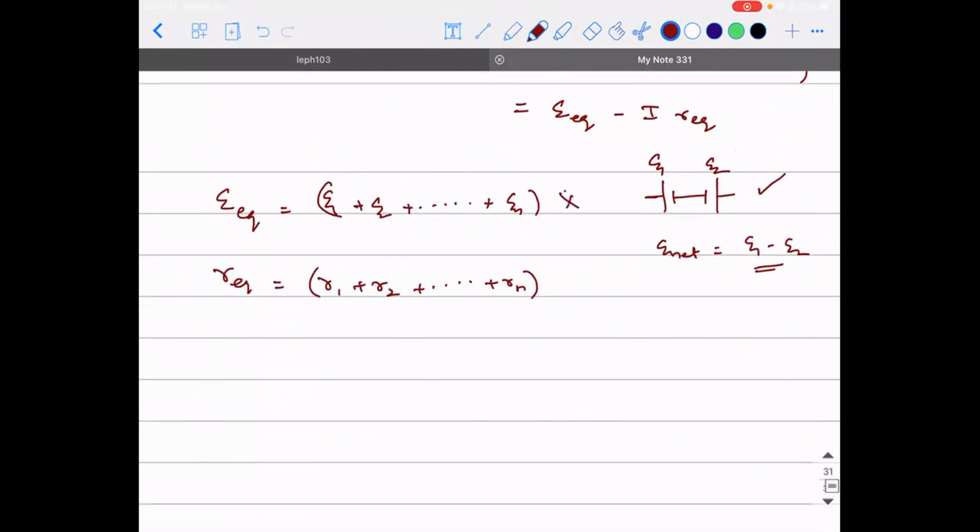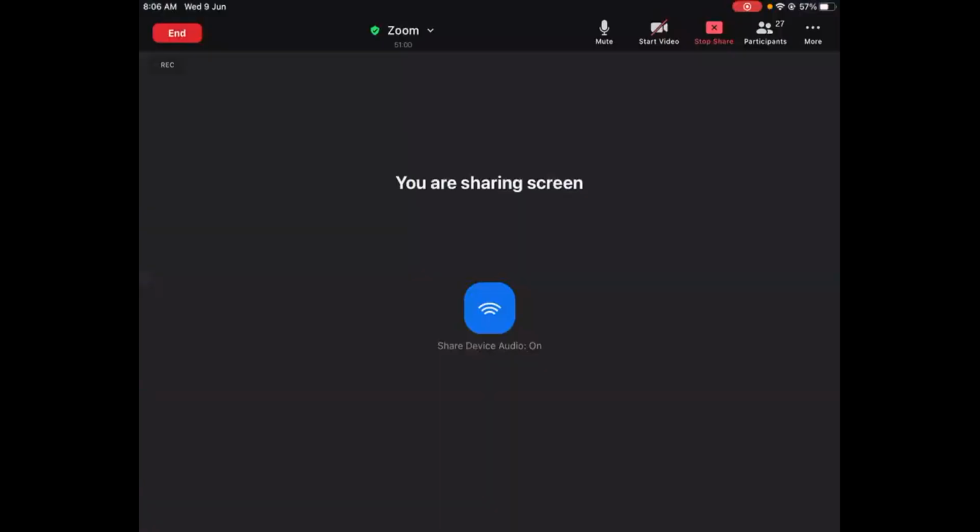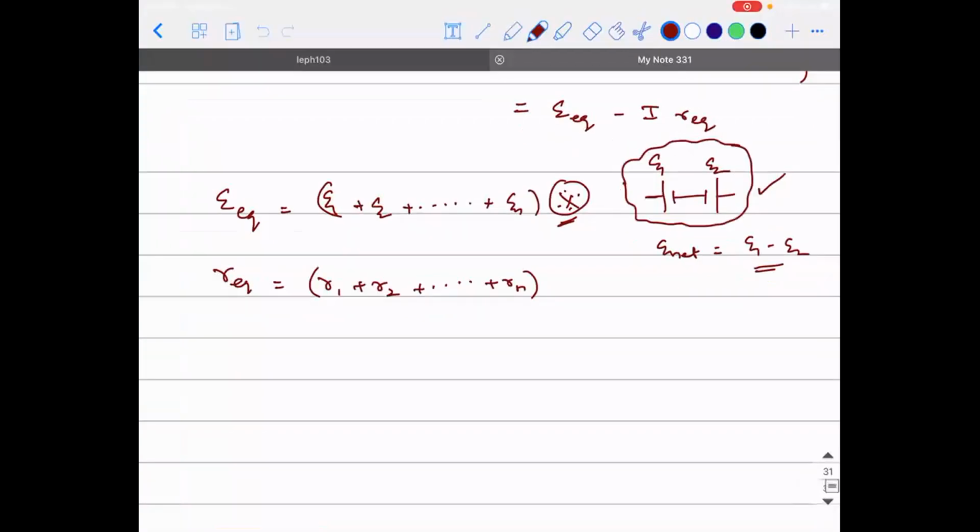So this is the formula for equivalent EMF when the negative and the positive terminals are connected together. But there might be a scenario where you will have the same terminals, same nature of terminals being connected together. Under that scenario, the EMFs will get subtracted. Am I clear, guys? Yes, sir.